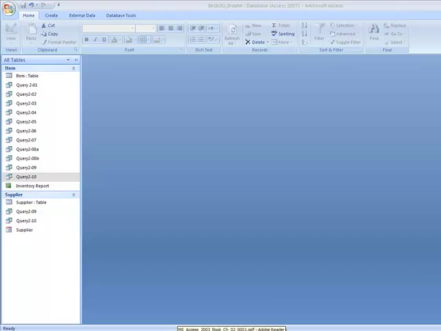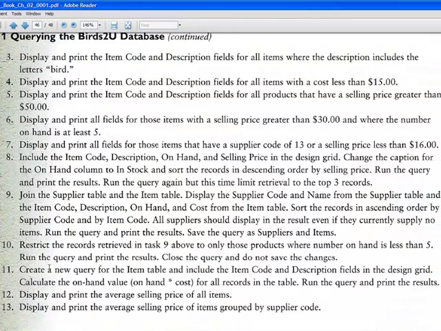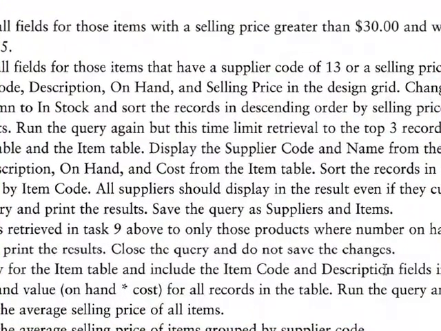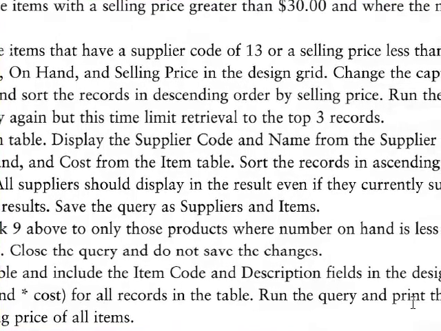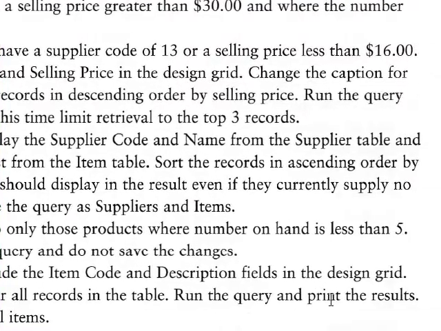Let's take a look at our criteria for this step. Create a new query for the item table and include the item code and description fields in the design grid. Calculate the on-hand value, which comes from on-hand times cost for each record, for all the records in the table. Run the query, and of course we say save, where they say print, the results. Let's get started.